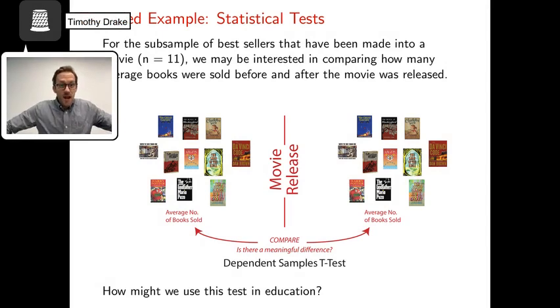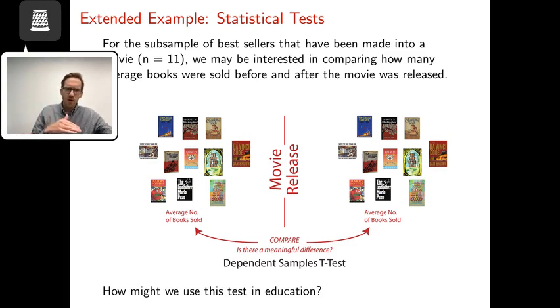All right, a different way to think about this would be, what if for our subsample of bestsellers, 11 of these books have been made into a movie? And we're interested in comparing the number of books sold before the movie came out to the number of books sold after the movie came out. We just want to see if the movie induces additional, more copies being sold. So we could use what's called a dependent samples t-test, because notice the books are the same before and after the movie release, but we're comparing from before the release to after the release.